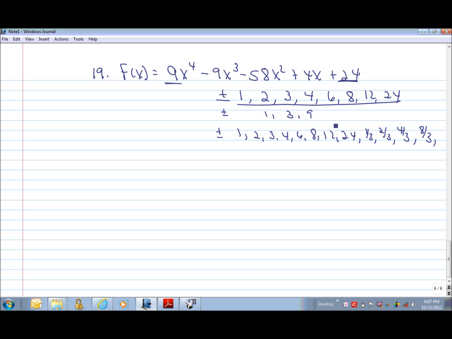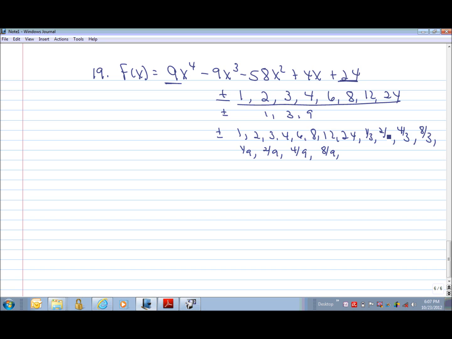Then we have to put everything over 9. So 1/9, 2/9, 3/9 is 1/3. We already wrote that one. 4/9, 6/9 reduces to 2/3. 8/9, 12/9 reduces to 4/3, and 24/9 to 8/3. So we're good there. All right, so that would be our list of possible rational roots. Wow, that's a big list. That could be a long evening.